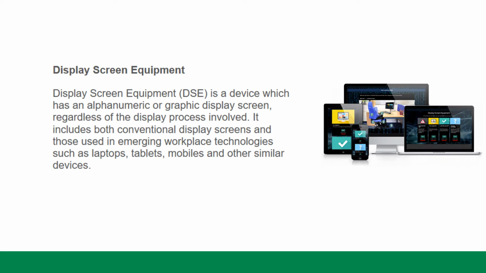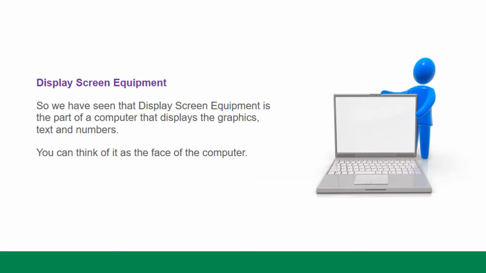Introduction. Display Screen Equipment, DSE, is a device which has an alphanumeric or graphic display screen, regardless of the display process involved. It includes both conventional display screens and those used in emerging workplace technologies such as laptops, tablets, mobiles, and other similar devices. The display screen equipment is the part of a computer that displays the graphics, text, and numbers. You can think of it as the face of the computer.